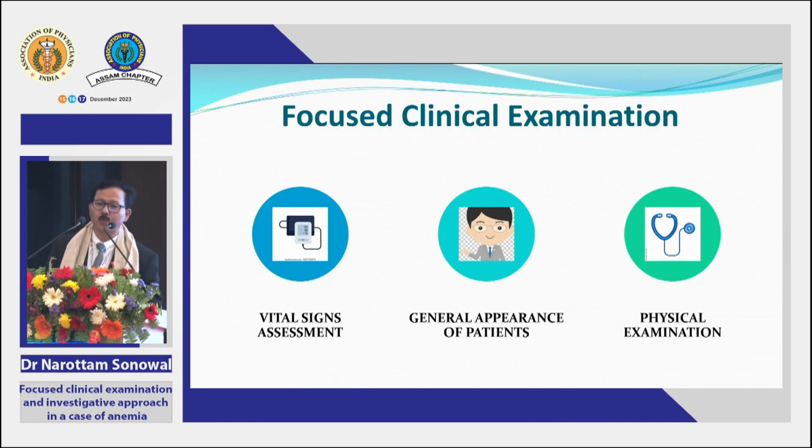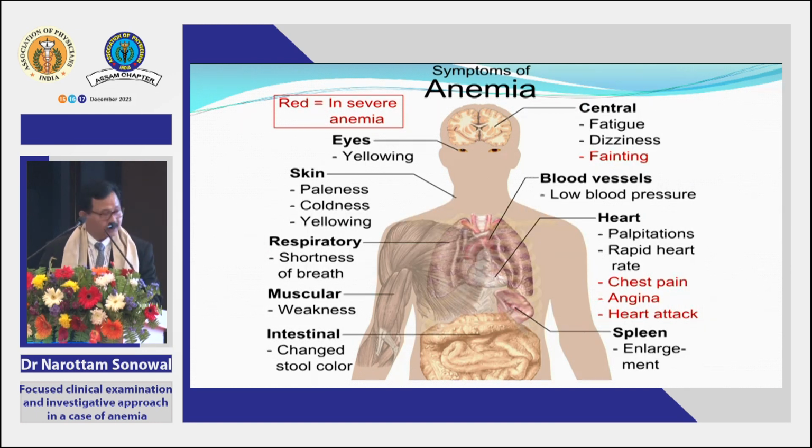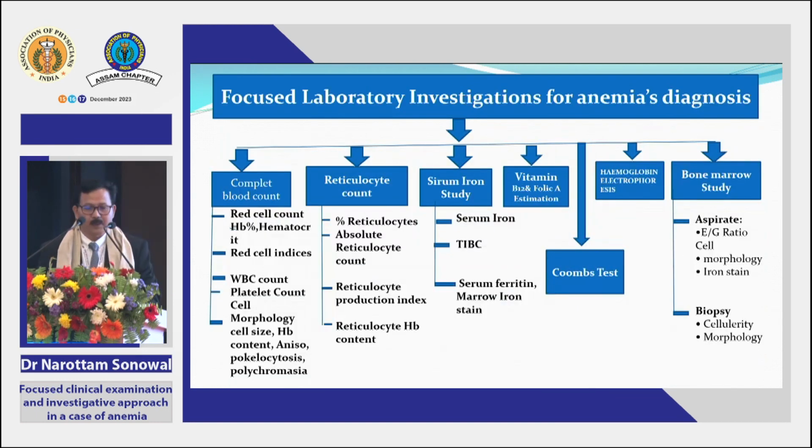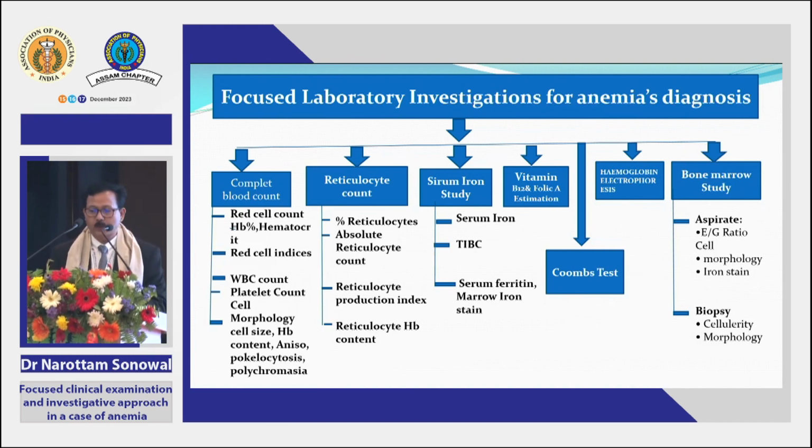After this thorough focused clinical examination, we go for the focused investigations. The investigations very important for the evaluation of anemia are complete blood count, reticulocyte count, serum iron studies, vitamin B12 and folic acid estimations, hemoglobin electrophoresis, Coombs test, and bone marrow examination.